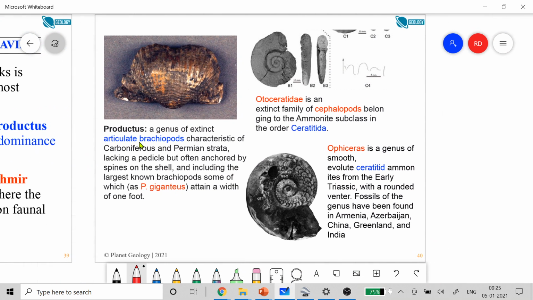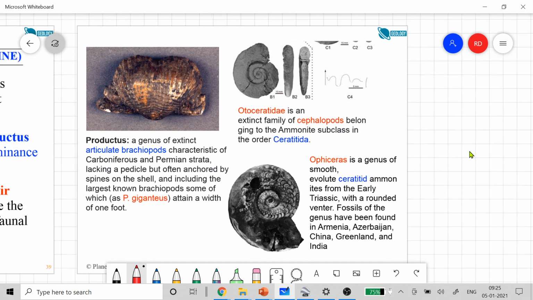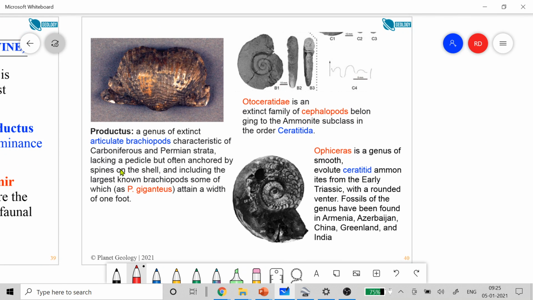So this is Productus, which is a genus of articulate brachiopods, characteristic of Carboniferous and Permian strata. They usually lack a pedicle, but they are often anchored by spines of the shells, and sometimes these could be very big, as big as 1 foot. For example, Productus giganteus was almost a foot long. I'm just telling you these examples of brachiopods because this is what you will find in the rocks over there.